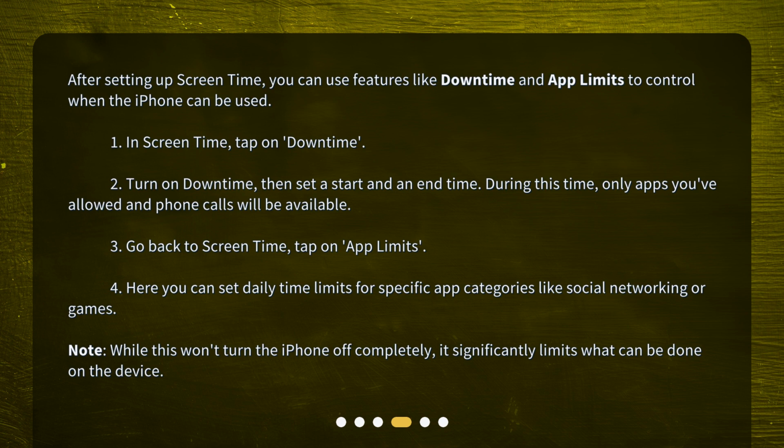3. Go back to Screen Time, tap on App Limits. 4. Here you can set daily time limits for specific app categories like social networking or games. Note, while this won't turn the iPhone off completely, it significantly limits what can be done on the device.